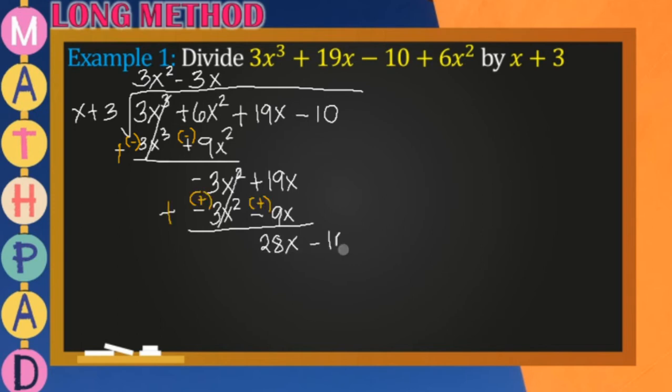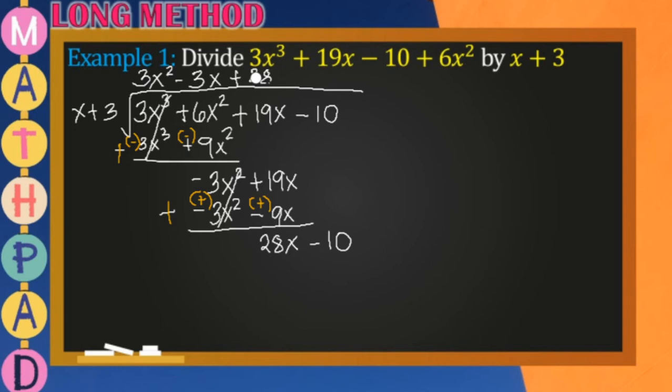Now, 28x divided by x, that's 28. Tama? 28. Then, 28 times x is 28x. Then, 28 times 3, that's 84. Positive 84. Okay. Then, subtract.